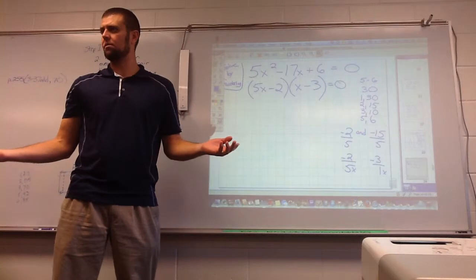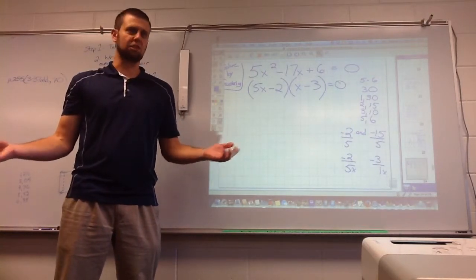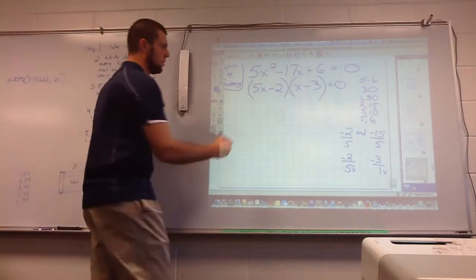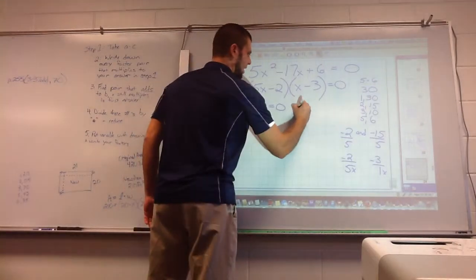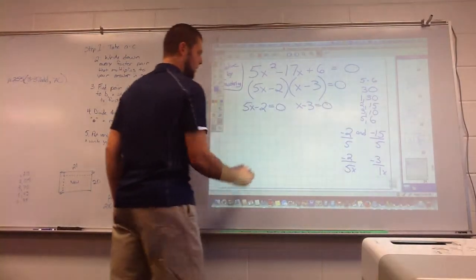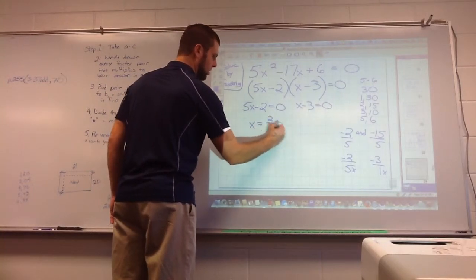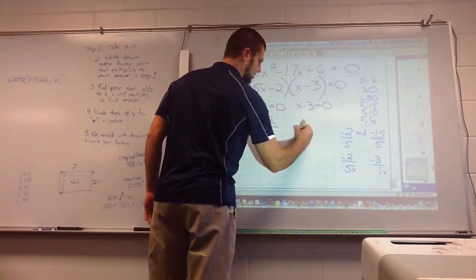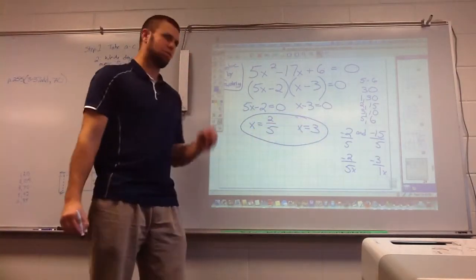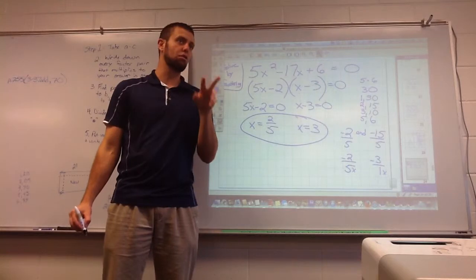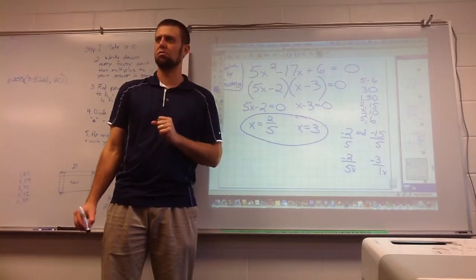What do we do? Because we're solving, set both factors equal to 0 and solve. So 5x minus 2 equals 0. X minus 3 equals 0. Add 2, divide by 5, I get 2/5. Add 3, x equals 3. There are your two answers. Those are your two values where the parabola would hit the x-axis. Those are the zeros of the function.